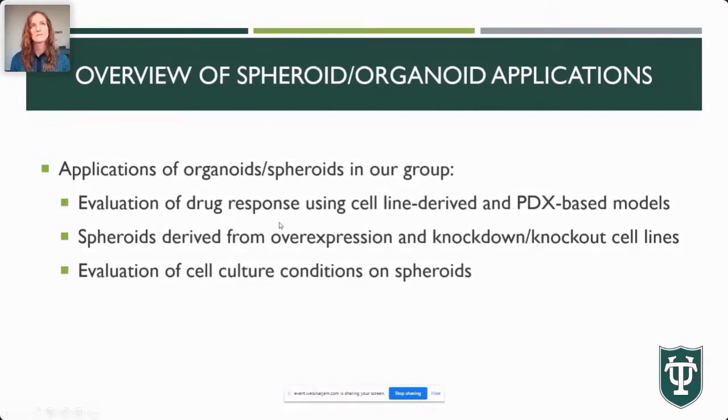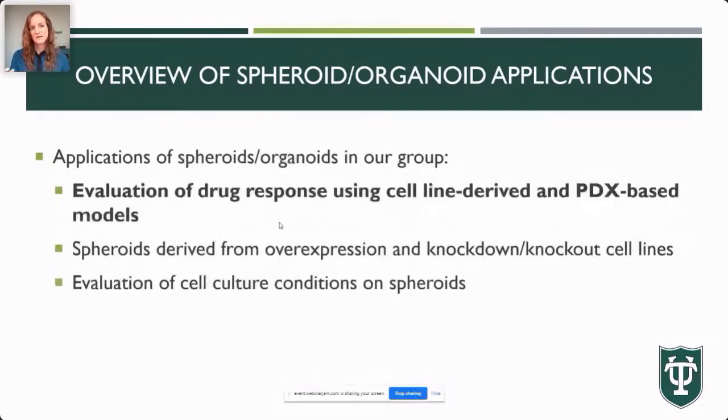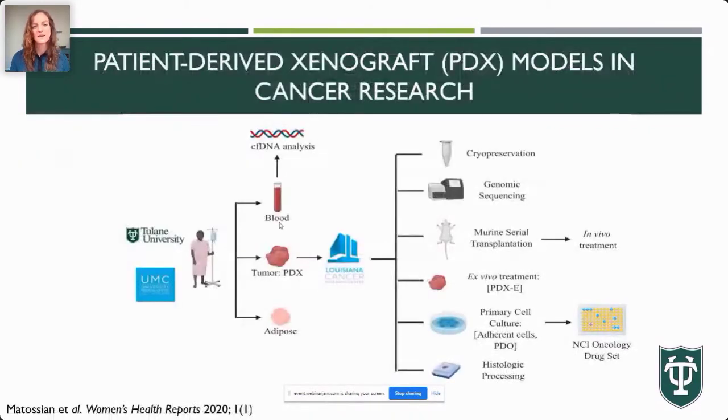We generate spheroids from overexpression and knockdown or knockout genes in established cell lines. And we can visualize how genetic manipulation affects spheroid growth and development, as well as other biologic endpoints. And we evaluate changes in cell culture conditions on the spheroids themselves, or the organoids. For the purpose of this talk, so I don't go on for 5 hours, I'll be discussing how we evaluate drug response using these models.